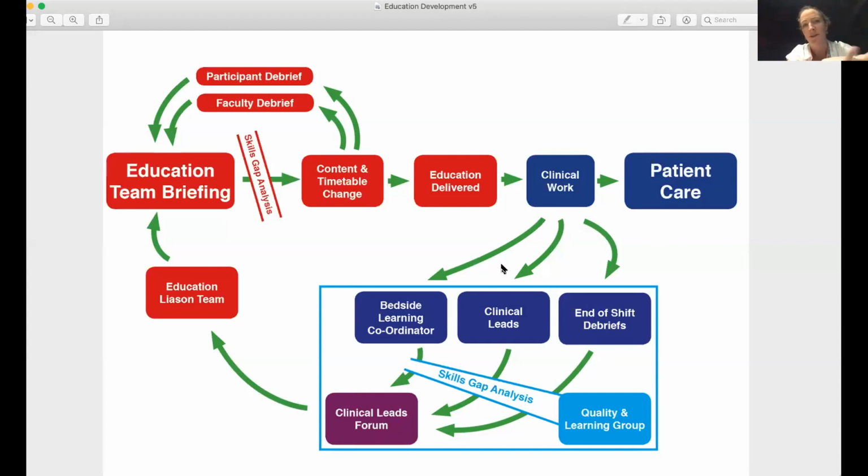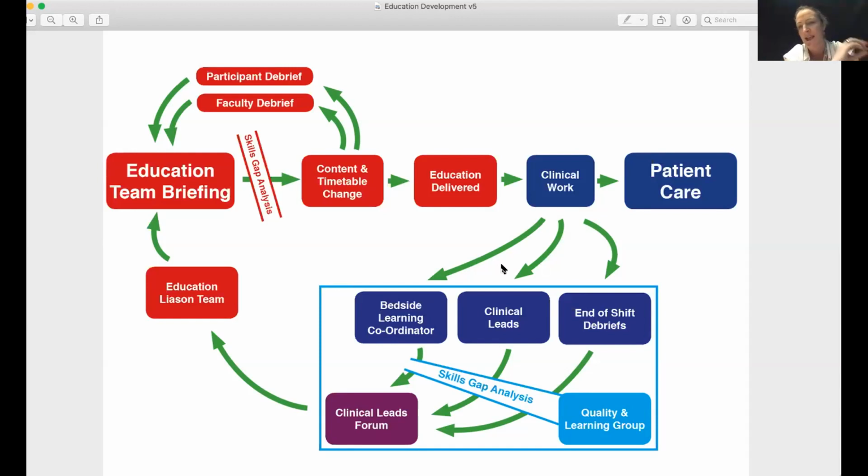So we had one set of feedback loops, which was within the education department. So it was through the faculty debriefs and the participant debriefs. Then we had a significant amount of feedback as well coming through the end of shift debriefs from the clinical leads on the shop floor, from the bedside learning coordinators who were there observing, seeing what's going on. And we had another group who were doing skills gap analysis constantly and talking to people saying, what skills do you have? What skills haven't you been trained? What do you need the training in?